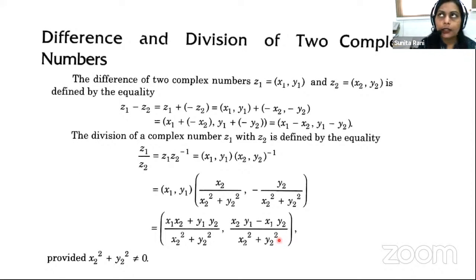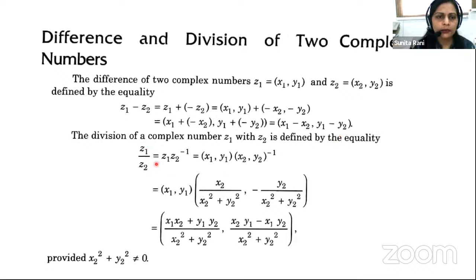Next is difference and division of two complex numbers. If we have two complex numbers, Z1 and Z2, similarly we take x1 plus iota y1 and x2 plus iota y2. For the difference, Z1 minus Z2 we can write as Z1 plus minus Z2 also. (x1, y1) plus (minus x2, minus y2), and after adding this, we get x1 minus x2 and y1 minus y2. And this is the difference of the two complex numbers.